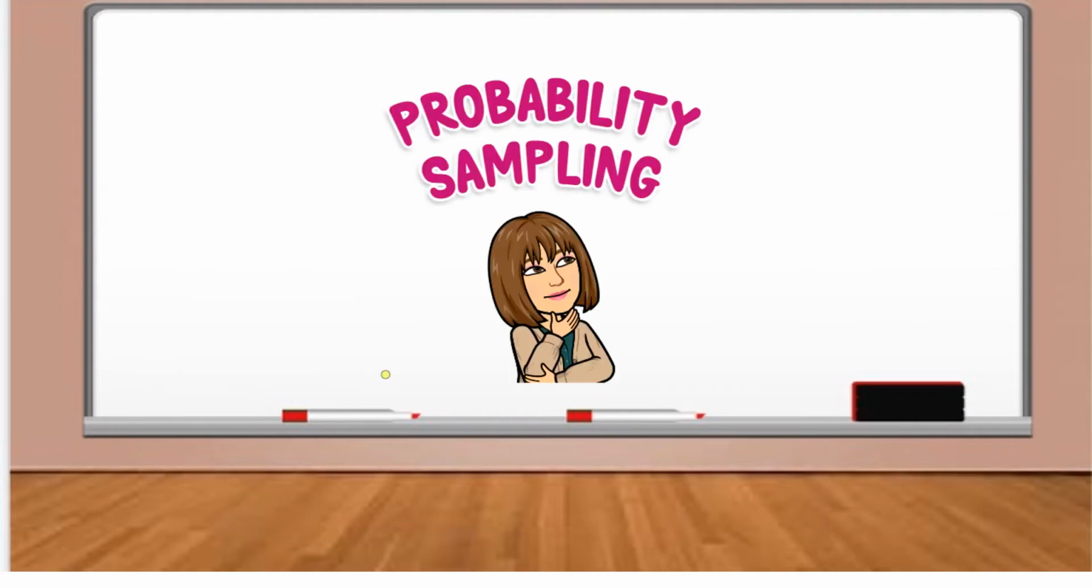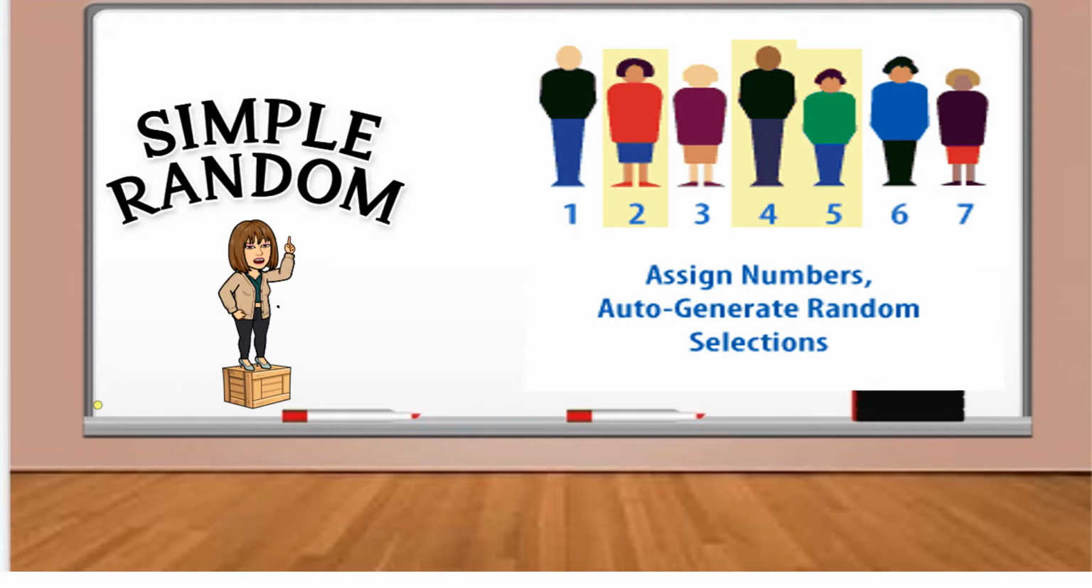Let us learn how to use the types of probability sampling. Simple random probability sampling. A simple random sample takes a small random portion of the entire population to represent the entire data. Here, you can assign numbers and auto-generate random selections. You can use other applications for auto-generated random selections, like Spin the Wheel.